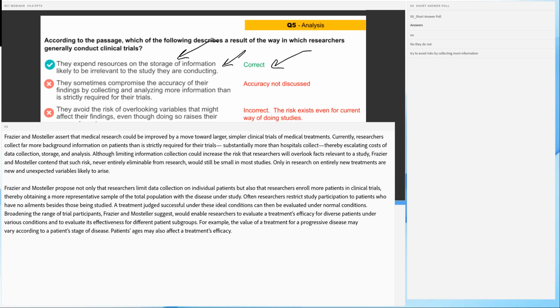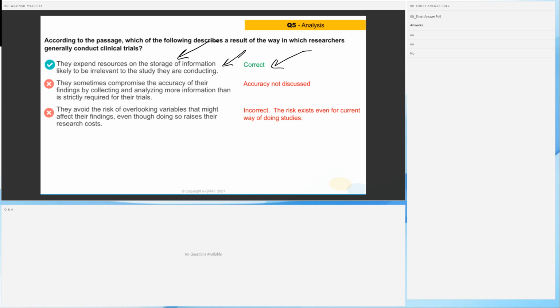By the way, we don't even know that's why they collect more information, because they want to avoid this. Do we know why they collect so much information as per the information given in the passage? Do we have the reasons? No, we don't. Okay. So which is why a lot of you chose choice C, but choice C is wrong. Why? Because the risk, despite them collecting so many variables, it still exists.